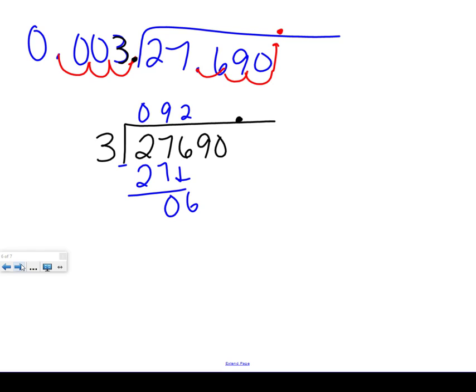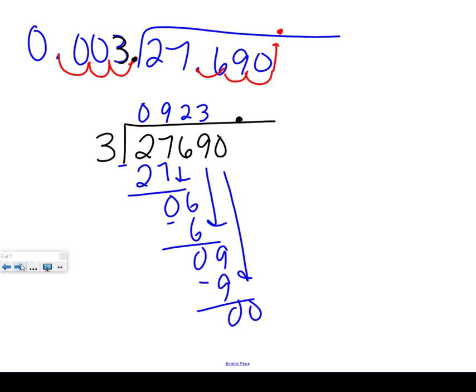3 goes into 6 2 times. 3 times 2 is 6 with a remainder of 0. Bring my 9 down. 3 goes into 9 3 times. 3 times 3 is 9. I subtract and get a remainder of 0 and bring my last 0 down. 3 goes into 0 0 times. You have to do this, guys. There's a number here. We had to bring this guy down, and we have to ask ourselves, how many times does 3 go into 0? And that's where we get this 0 number from.